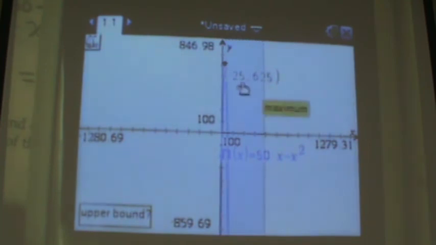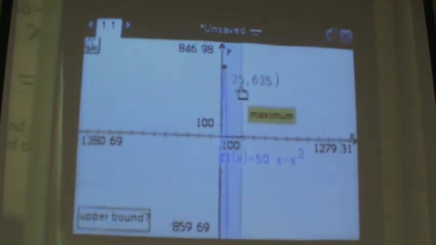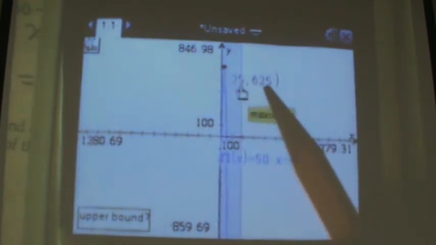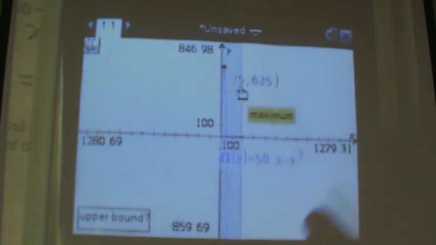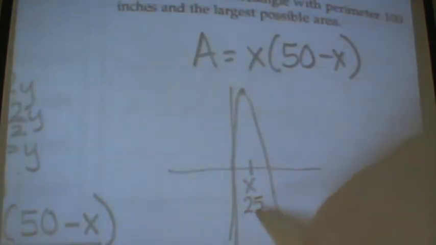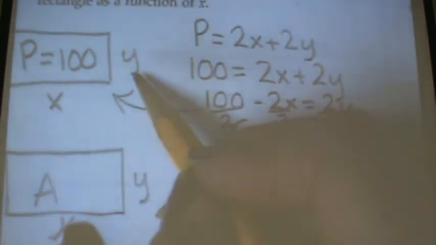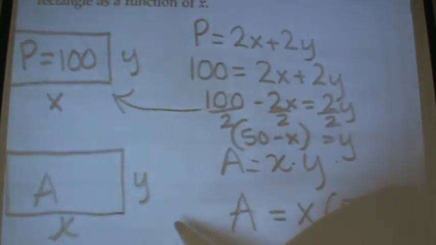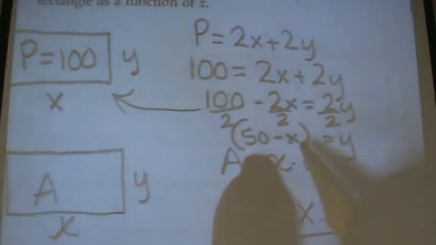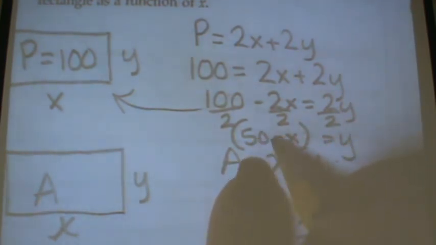See where that finger is? 25 is your x value. This is the ordered pair, but we don't want that value. We just want the x value. X is 25. So, let's see if this makes sense to you. If you were to plug 25 in here, we want to find the dimensions of this rectangle and maximize the area. What would this be if I put 25 in here? What's 50 minus 25? 25.